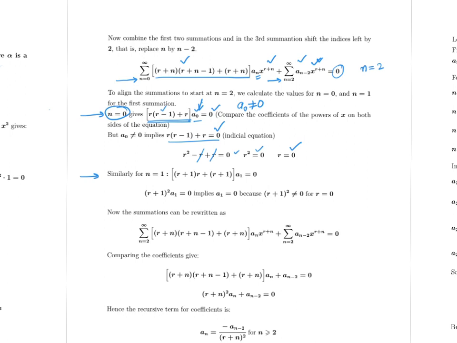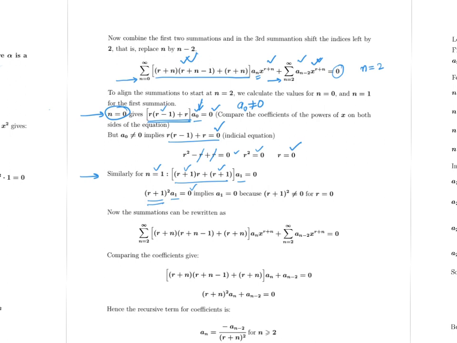Now let's go ahead and put n is equal to 1. If I plug in n is equal to 1 right here, this is what I'm going to get times a sub 1. And if I factor out r plus 1 from both of these, I'm going to be left with r plus 1. So r plus 1 times r plus 1 is r plus 1 whole square. So r plus 1 whole square times a sub 1 is equal to 0.